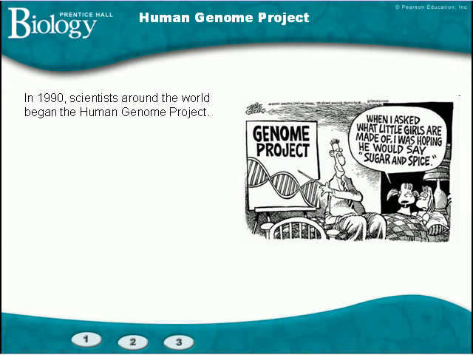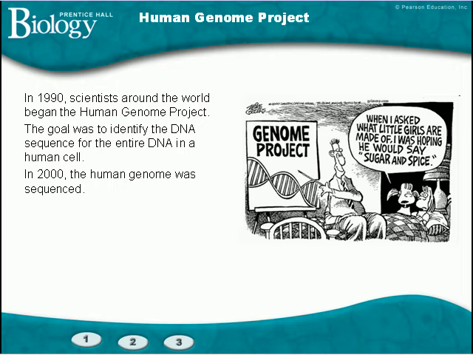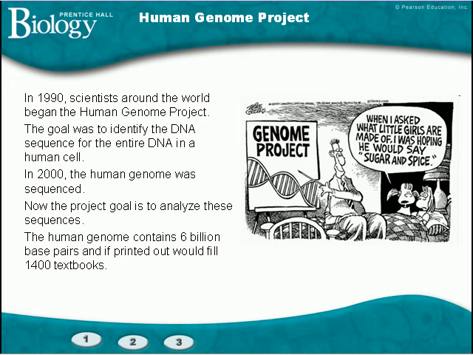So now we know how to work with the DNA. A project was taken around the world to sequence the entire human genome, every single gene in the human genome. They started in 1990 and they finished in 2000. And now what they're trying to do is analyze these sequences to look for genes and alleles for disease. Just to give you an idea how big the task was, there were 6 billion base pairs in the human genome, and if you printed it out, it would fill 1,400 of your biology textbooks. That's an enormous amount of information.